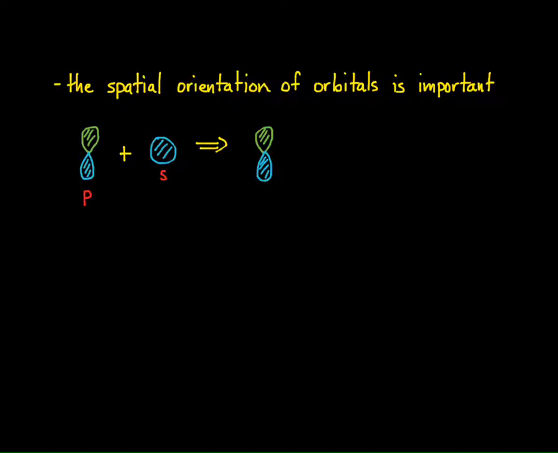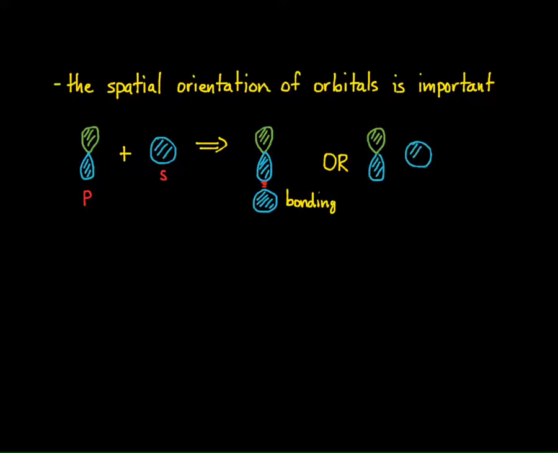Obviously, the s orbital can't approach the green lobe, but it can approach the blue lobe. And when this occurs, there is an interaction between the two, and they can overlap and form a new molecular orbital. And this is what we call bonding. Now, there is another possible orientation, and that is if the s orbital approaches the side of the p orbital.